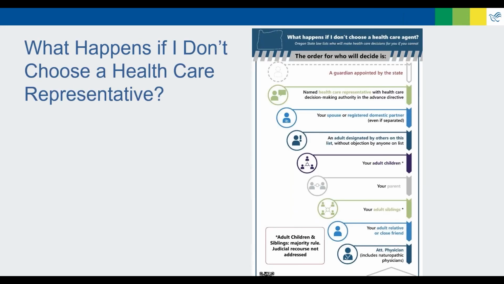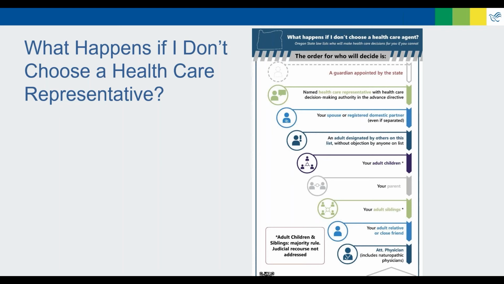We like to share what happens if we don't have a healthcare representative, because that can be impactful and actually motivating for people to fill out an advance directive. There is what's called a surrogate decision-maker hierarchy, and that is the list of people you see on the slide here. And this is written into state law as well. And it's a hierarchy, so it starts from the top. If they can find a person in the top slot, that's who will be making your decisions.